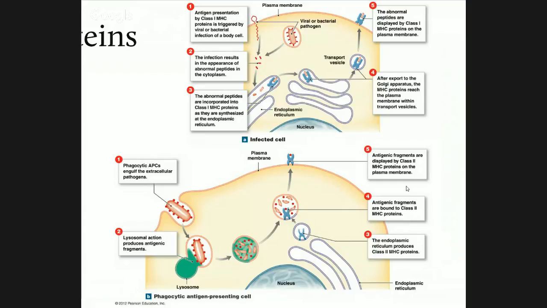So that's how the cells present antigens on their surface. The bottom picture is presenting exogenous antigens through phagocytes and class 2 MHC. The top picture is presenting endogenous antigens on the surface of body cells through class 1 MHC. The picture is highlighting specifically infected cells, but if it's a cell that's cancerous, for instance, then it's going to show signs of having that kind of disease.